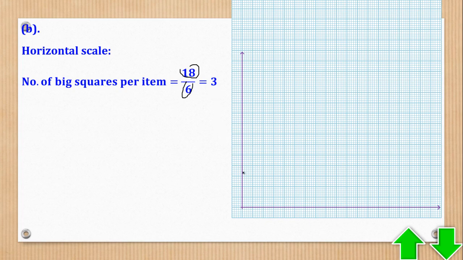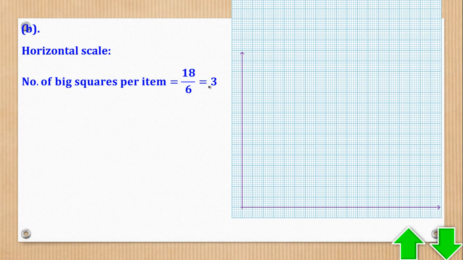Now, how did I get 18? If you count these big squares here, 1, 2, 3, 4, 5, 6, 7, 8, 9, 10, 11, 12, 13, 14, 15, 16, 17, 18, 19. So I removed 1 to cater for that's why I used 18. These are 19, but this can be left for this arrow, and this can be left for the writings of the vertical scale. So that's why I used 18. Otherwise, they should be 20.